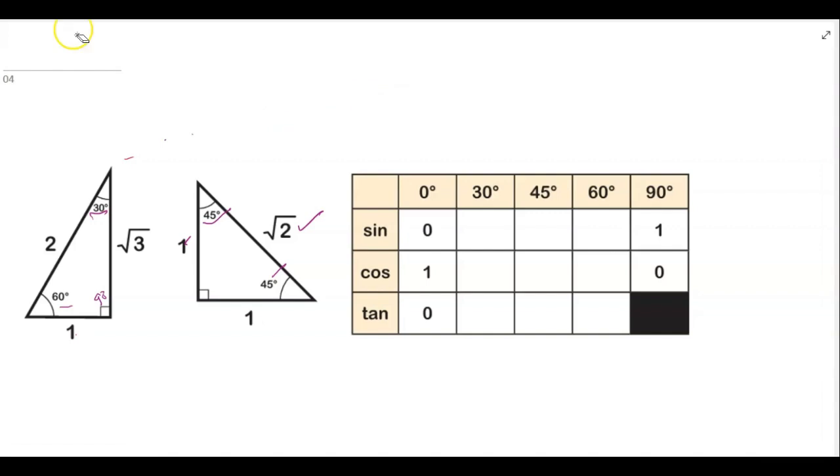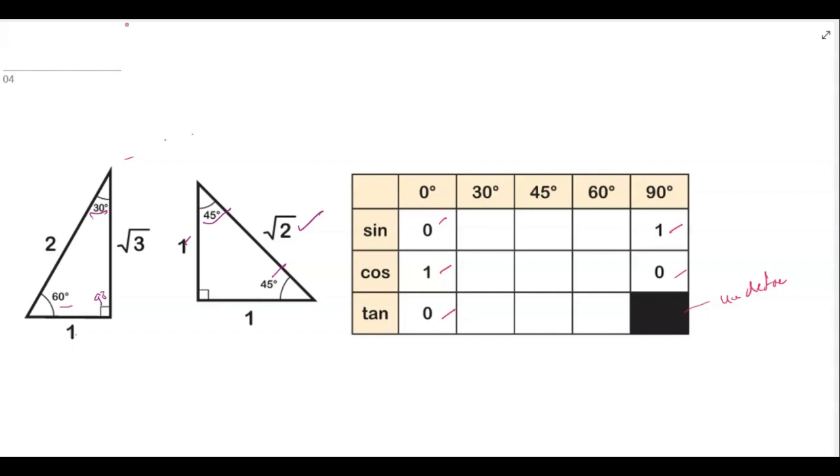According to your syllabus, we will consider 0. Sine 0 will be 0, cos 0 will be 1, and sine 90 will be 1. Cos 90 will be 0, and tan of 90 will be undefined, so we will not consider it. We'll find out the values for 30, 45, and 60 degrees. So let's begin with 30 degrees.